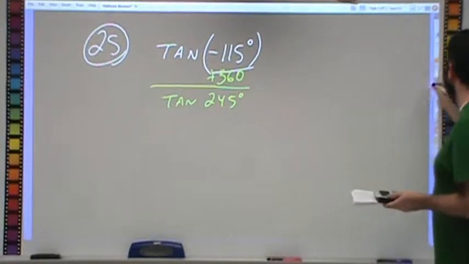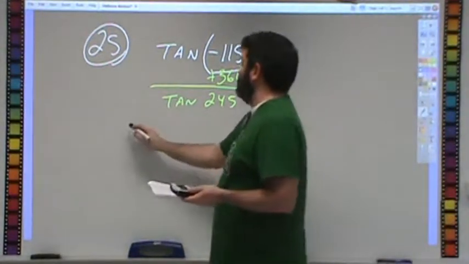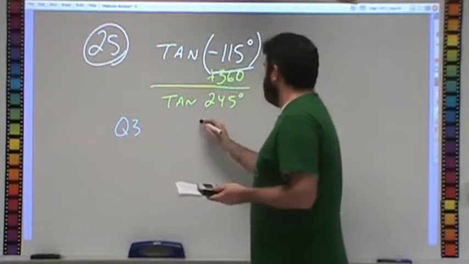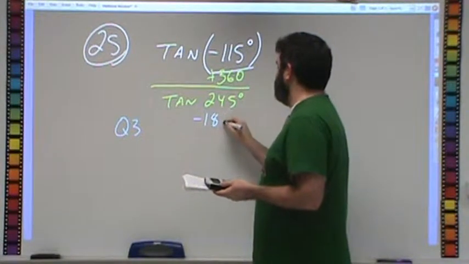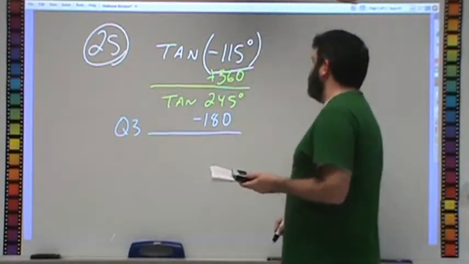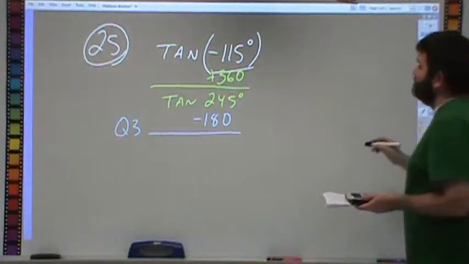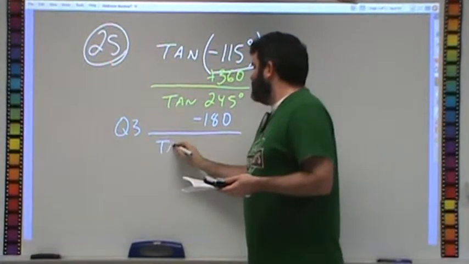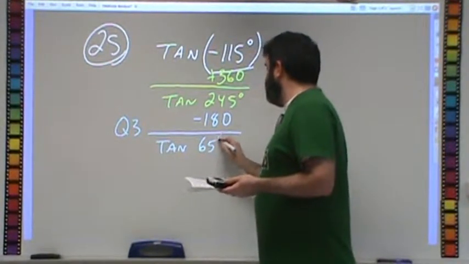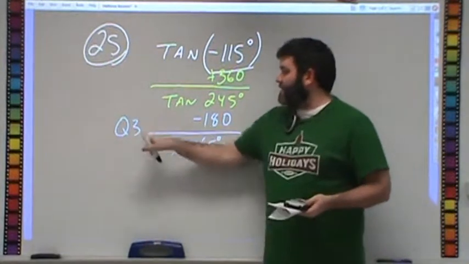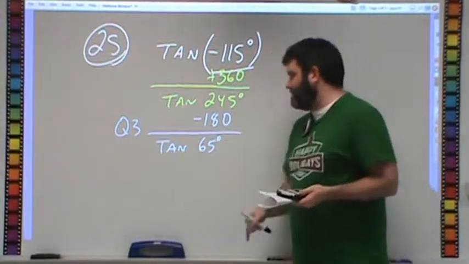245 is not in the first quadrant. It is in the third quadrant. So since it's in the third quadrant, I have to subtract 180. All of this is on your cheat sheet in the top right corner. So that'll give me a tangent of 65 degrees. Now I'm not necessarily done. I've got to check, should tangent be positive or negative if it was in quadrant 3.